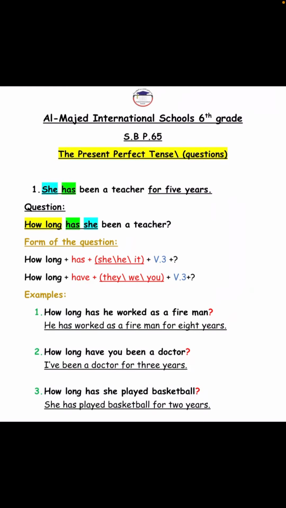Look at the examples. Number 1. How long has he worked as a fireman? Here we have a singular subject he, so we use it with has. 2. How long have you been a doctor? I have been a doctor for 3 years. 3. How long has she played basketball? She has played basketball for 2 years.